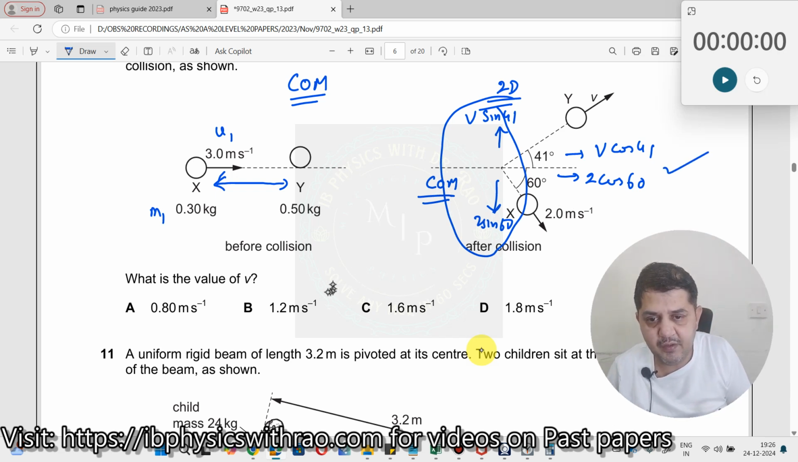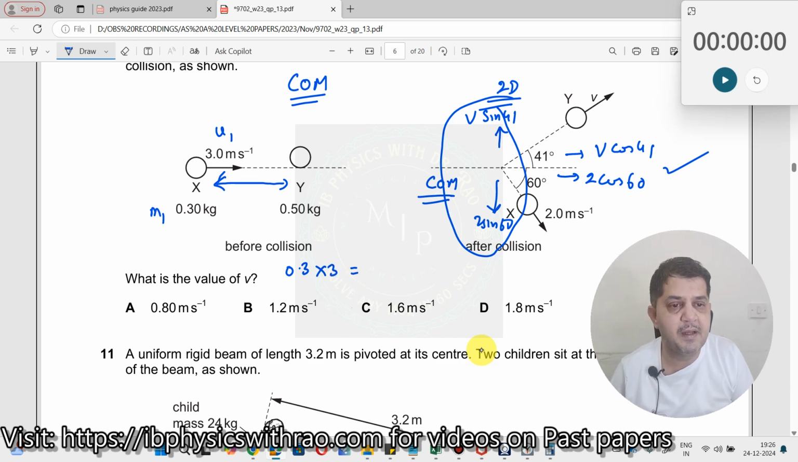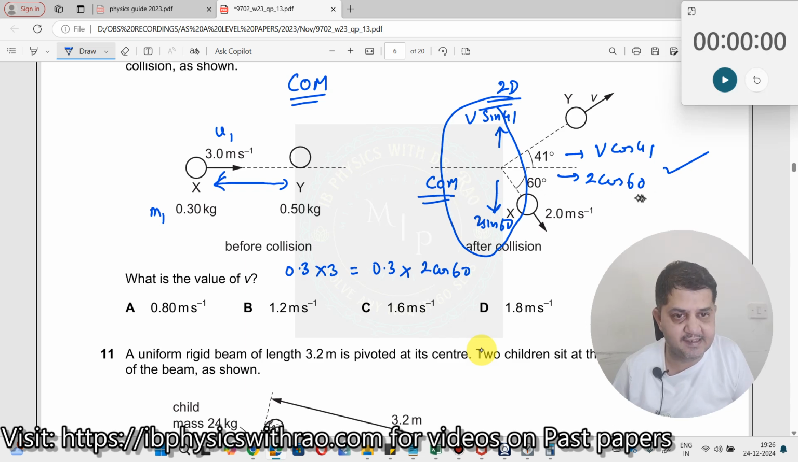Now what do we do here? You will write the initial momentum. Initial momentum before collision is nothing but 0.3 multiplied by 3, which should be equal to the momentum after collision. This should be 0.3 multiplied by 2 cos 60. This is the momentum of the first ball along the x-axis. Now what is the momentum of the second ball along the x-axis? This should be plus 0.5 into v cos 41. This is what we need to do. Do not add both the masses because it's not sticking together.